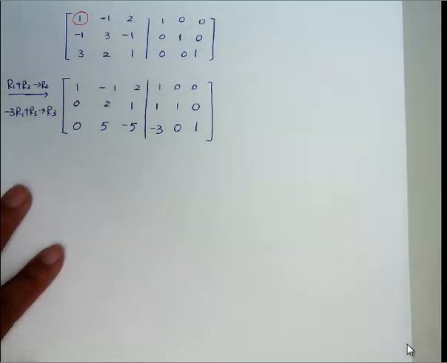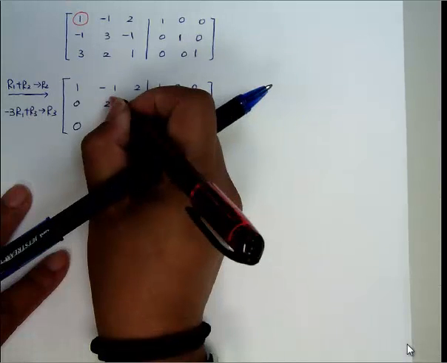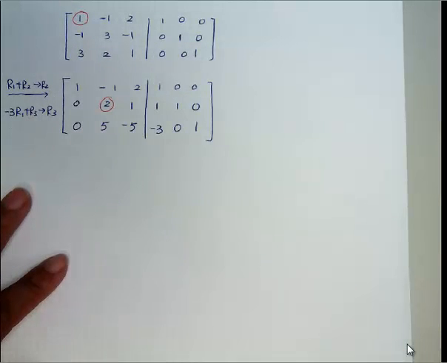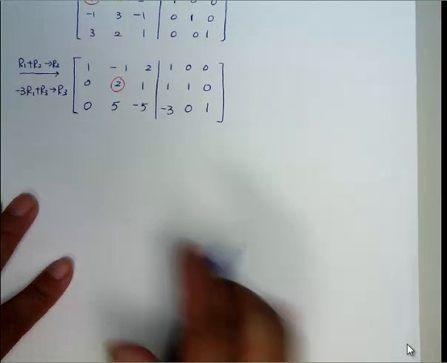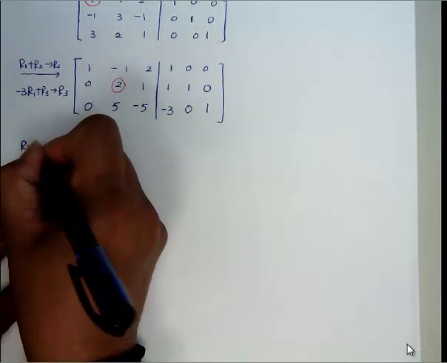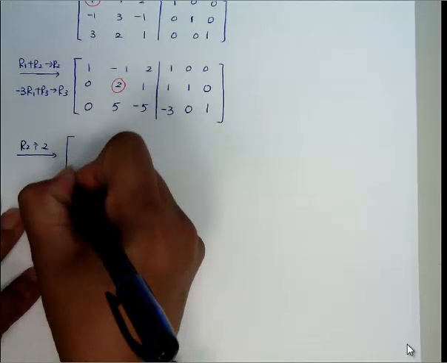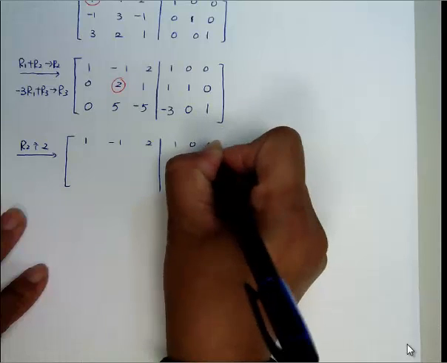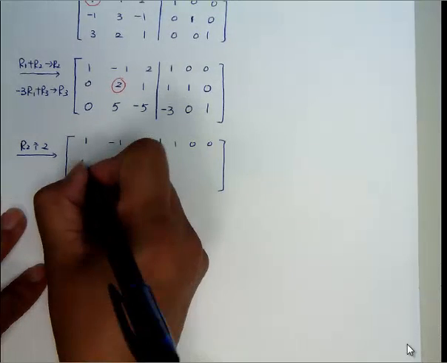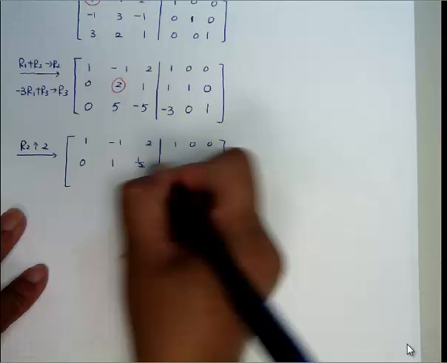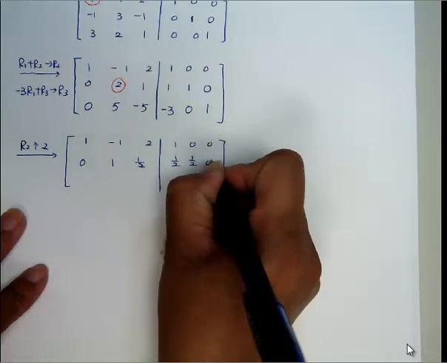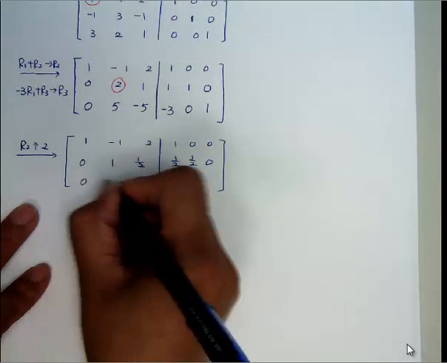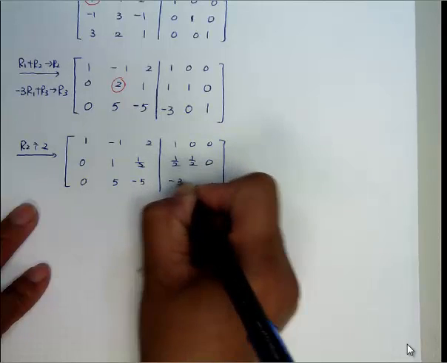Okay, now we move on to the next one. The next one is 2. We need to make this one 1. We can divide the entire row by 2. So row 2 divided by 2, keeping that as a fraction. The first row is 1, negative 1, 2, 1, 0, 0. The second row is 0, 1, 1 half, 1 half, 1 half, and 0. The third row is 0, 5, negative 5, negative 3, 0, 1.